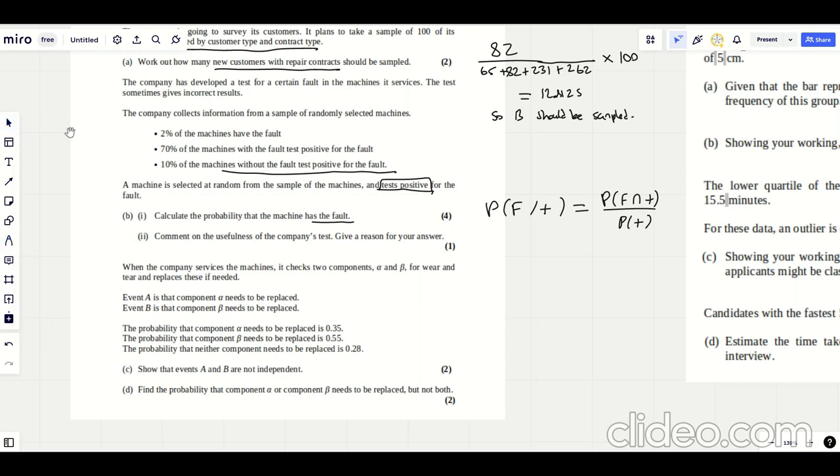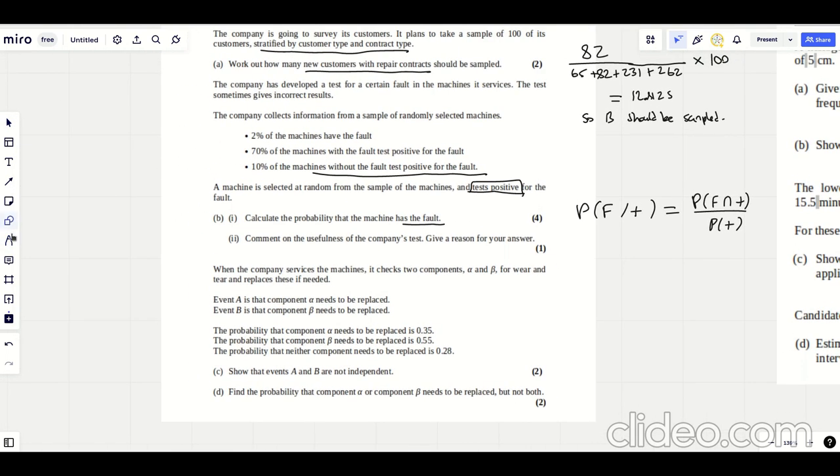Now, this is where we might need a tree diagram or something like that just to help clear up the question, yeah? If you've got a tree diagram, it says 2% of the machines have the fault. So the probability of a fault is 0.02, yeah? And the probability of not having a fault is therefore 0.98. That's not fault.